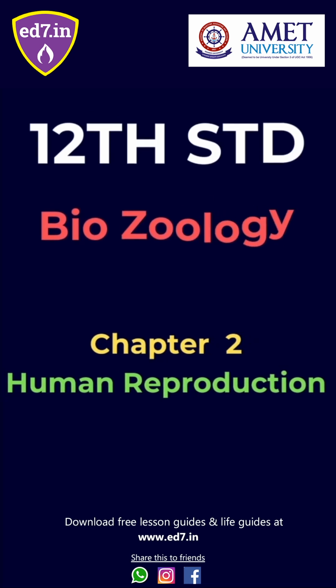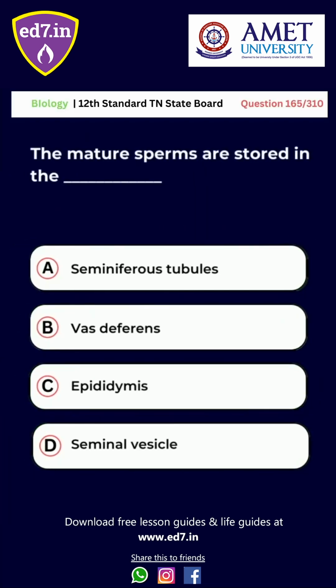Chapter 2. Human Reproduction. Question number 165. The mature sperms are stored in the option A. Seminiferous tubules. B. Vas deferens. C. Epididymis. D. Seminal vesicle. And the right answer is option C.